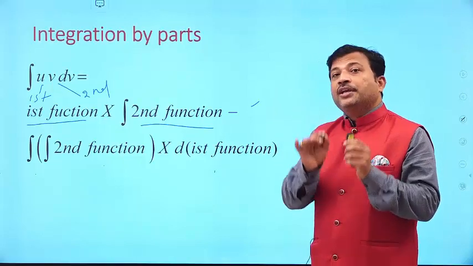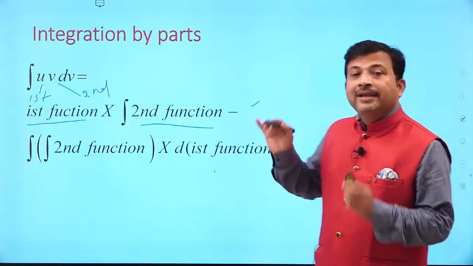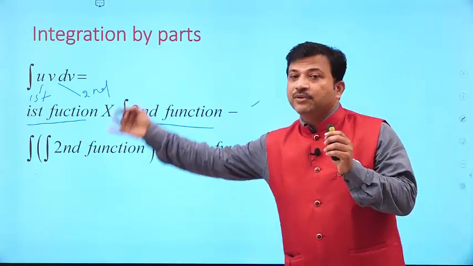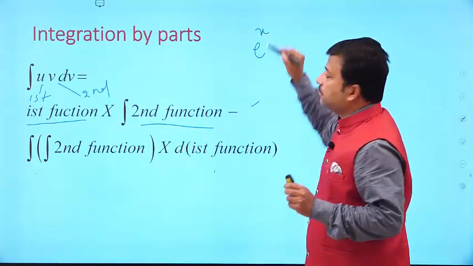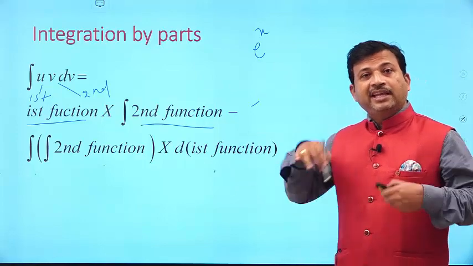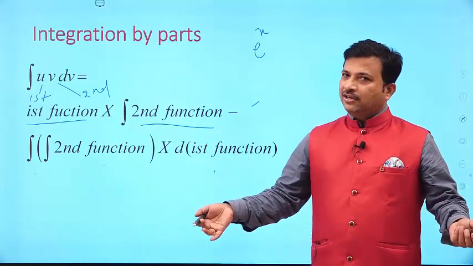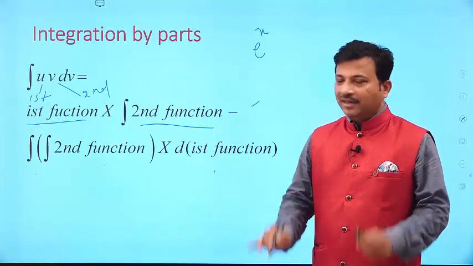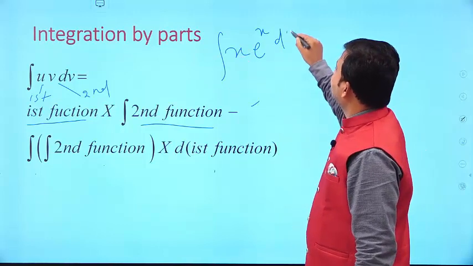How do you choose? You should choose the first function in such a way that the derivative keeps reducing. Is it clear? Let us say you choose e to the power x as the first function. What will happen? Derivative of e to the power x is how much? E to the power x. Again your derivative is e to the power x. It will never be 0. So you cannot solve the problem. Right? Let us take x into e to the power x. Integration of x into e to the power x dx.